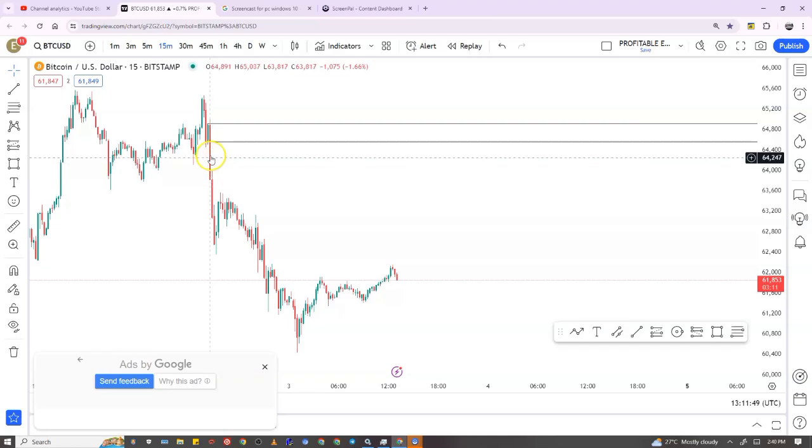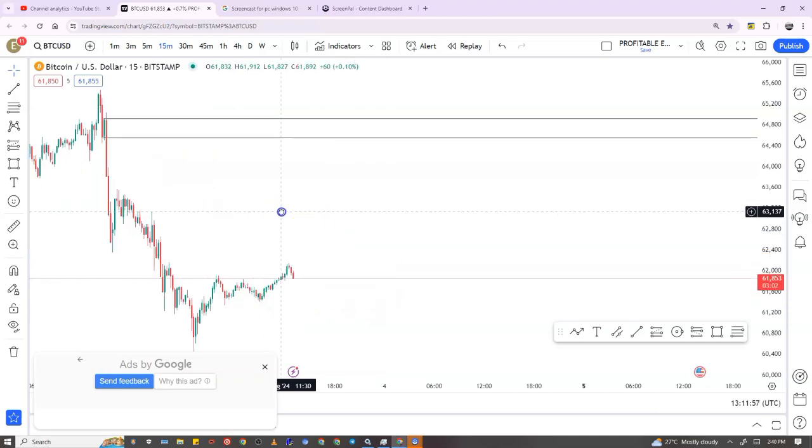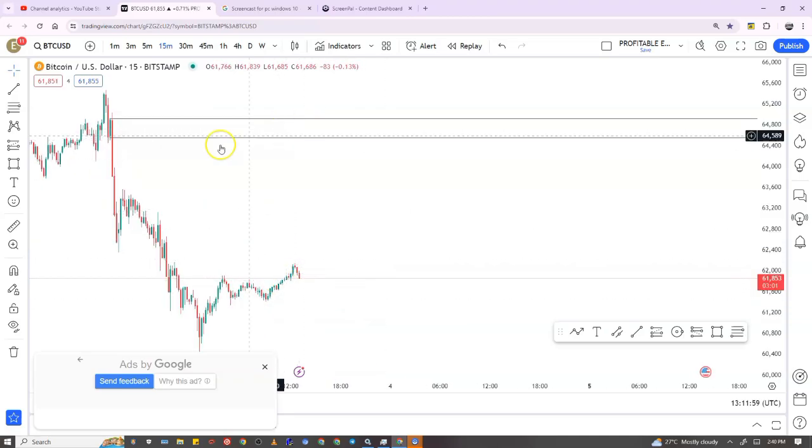These are what we call fair value gaps. We're going to come to that, not here. So here we're talking about direction of the market. So I'll be waiting for this market to come back to this zone, because this will be a big zone where sellers or buyers will be present in the market.